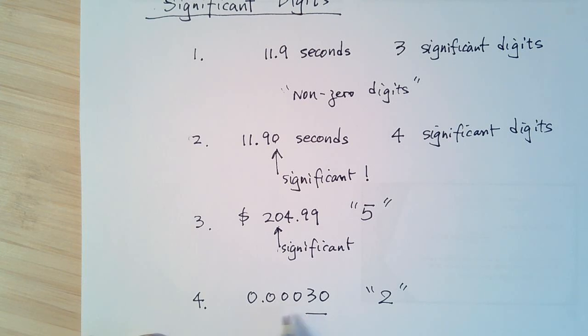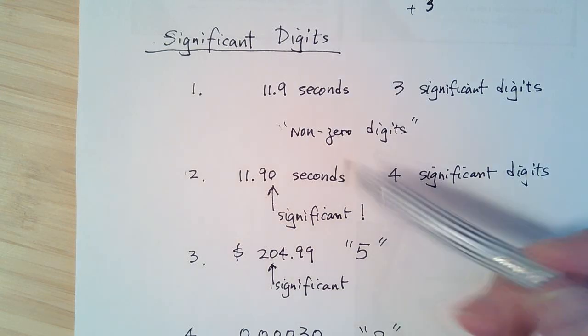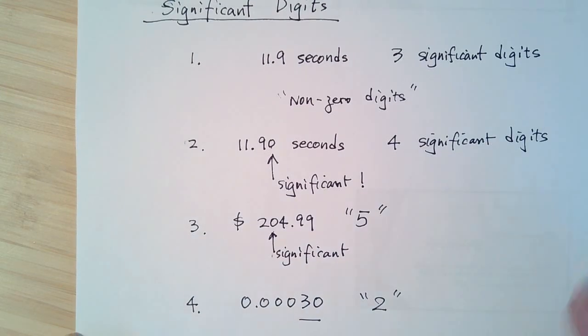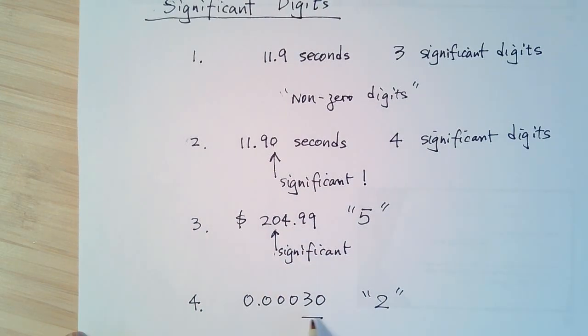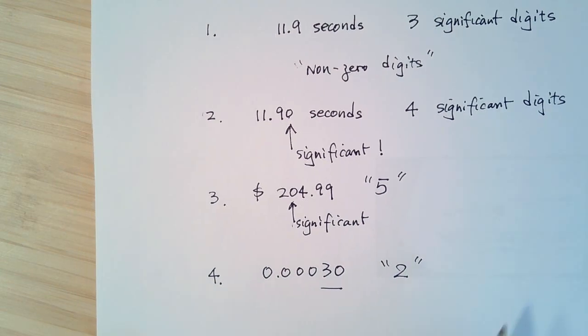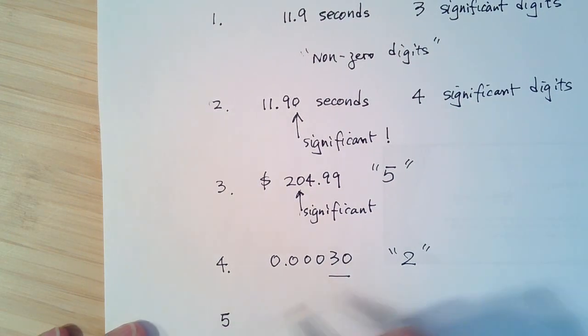Okay, so the zero is behind the decimal point, but if you go from the left, this 3 is the first non-zero number, so your significant digits start from here. And do you remember the 0 behind a non-zero number, like in our second example? That 0 is also significant. So there are 2 significant digits. Okay, it's tricky, isn't it? All right, now the next one.